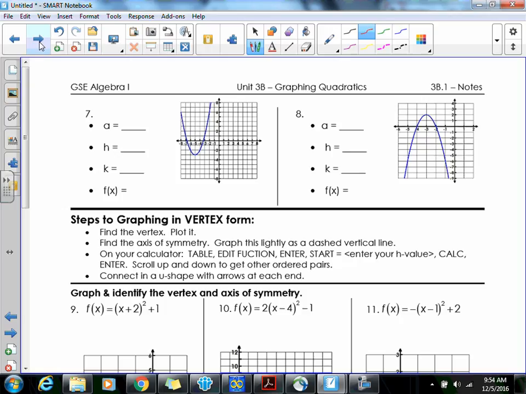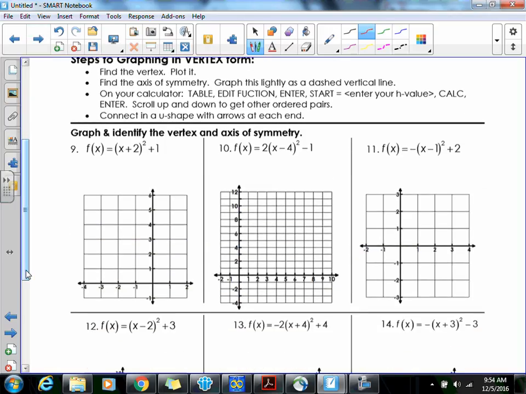So let's take a look starting here on number 9. I can look at this vertex form of this equation and determine what the vertex is. I'll call it V. I'm going to take the opposite of what's in the parentheses, and take the other number the same way as it's given to me. So my vertex is -2, 1. What I like to tell people is: inside, opposite, outside the same.